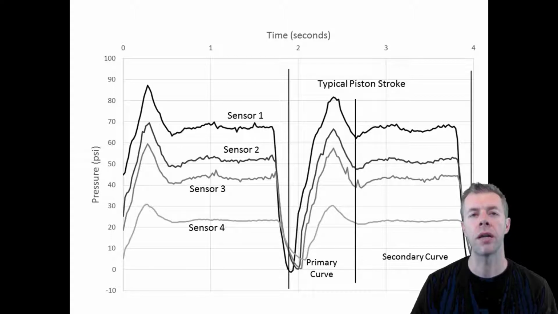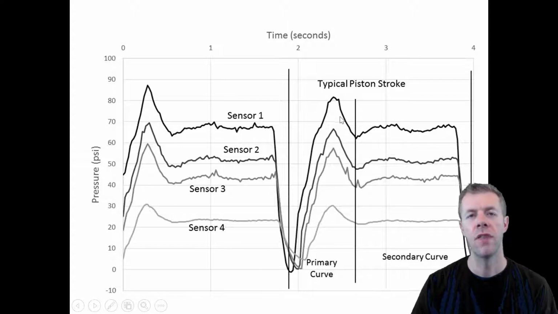This is what the data looks like at the 4 different locations. Sensor 1's the highest. That makes sense. It's right after the pump. We can measure this information and how it degrades as it leaves the pumping location. Pretty cool, huh? We also see a typical piston stroke.